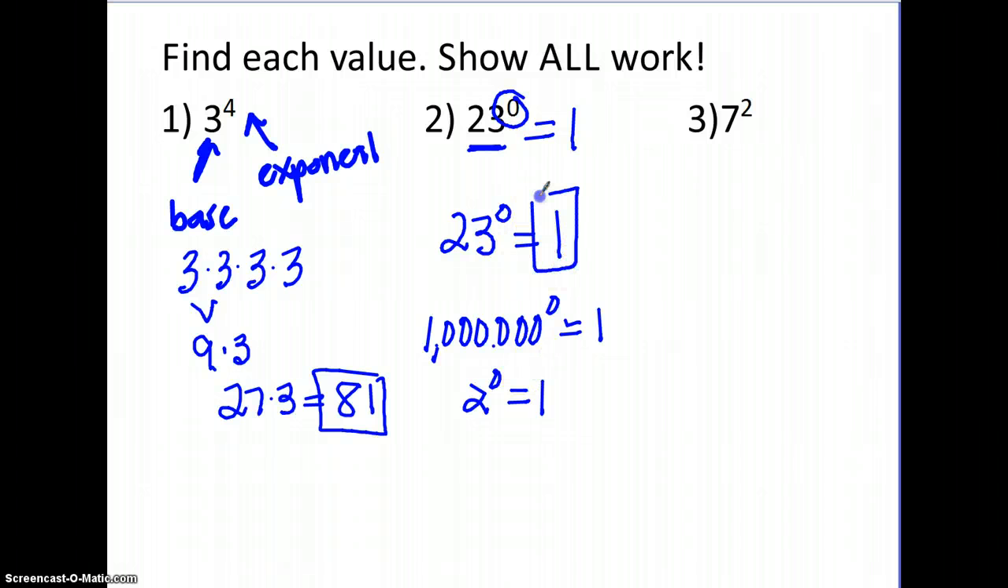Okay, number 3 is 7 to the 2nd power. So that's multiplying my base, which is 7 times 7 because my exponent is 2. And that is 49.